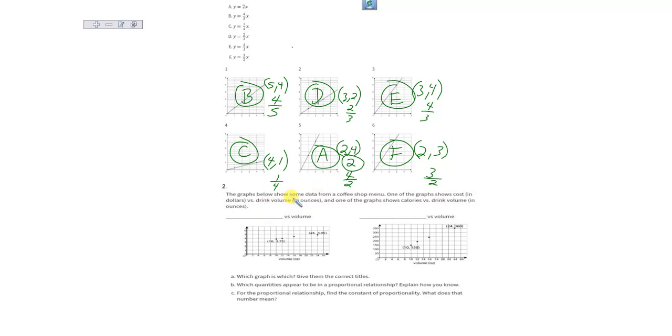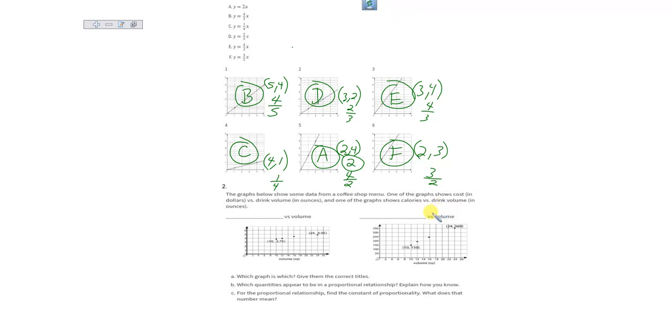The graphs below show some data from a coffee shop menu. One of the graphs shows cost in dollars versus drink volume in ounces, and one of the graphs shows calories versus drink volume in ounces. So one of them is cost and one of them is calories. So we have to try and decide which one is which.